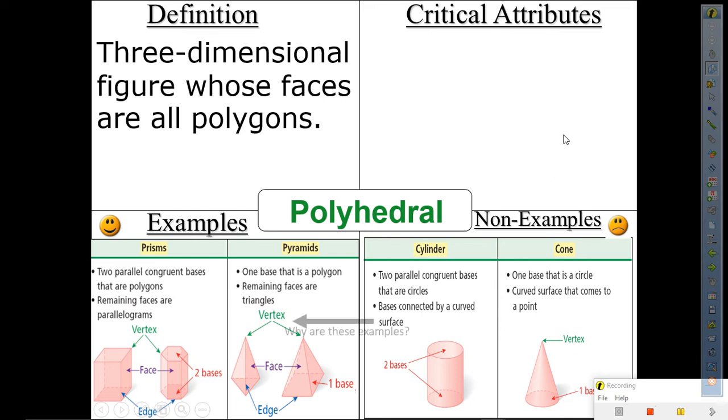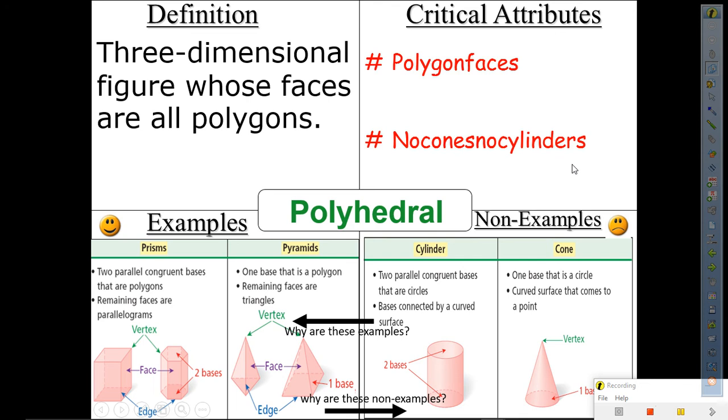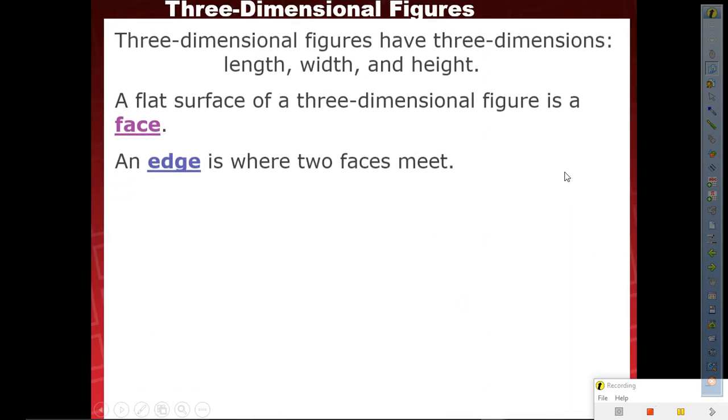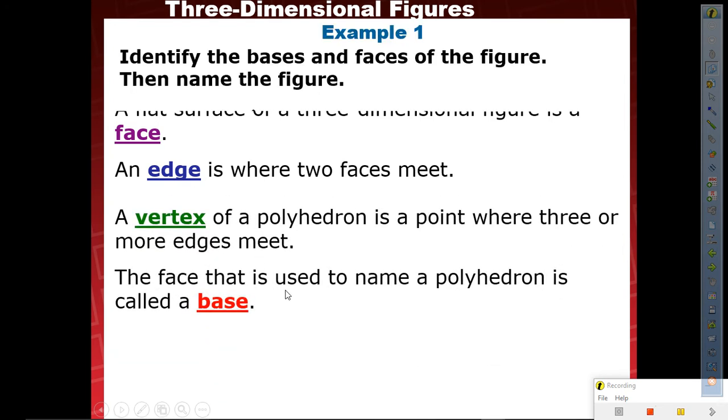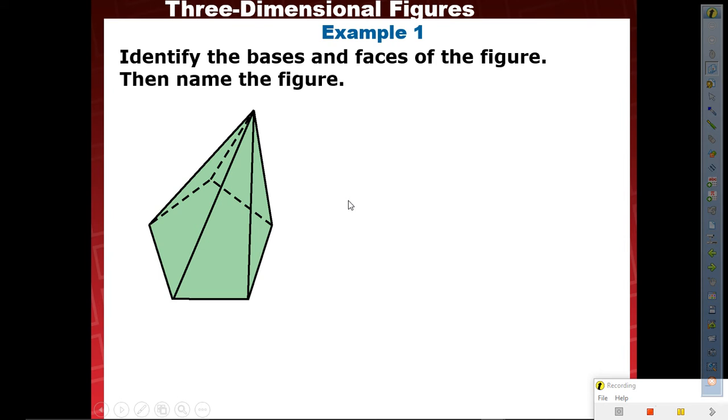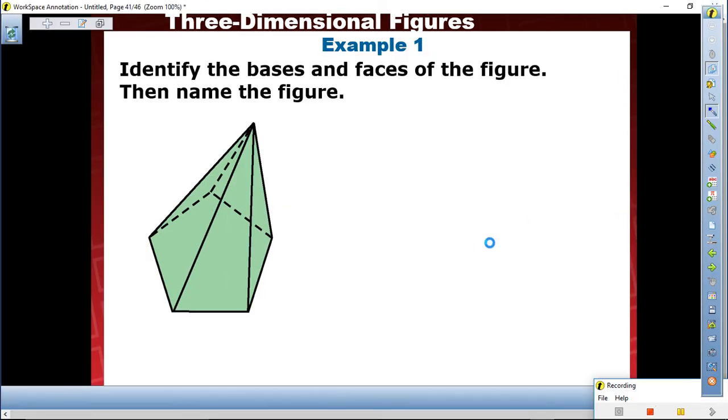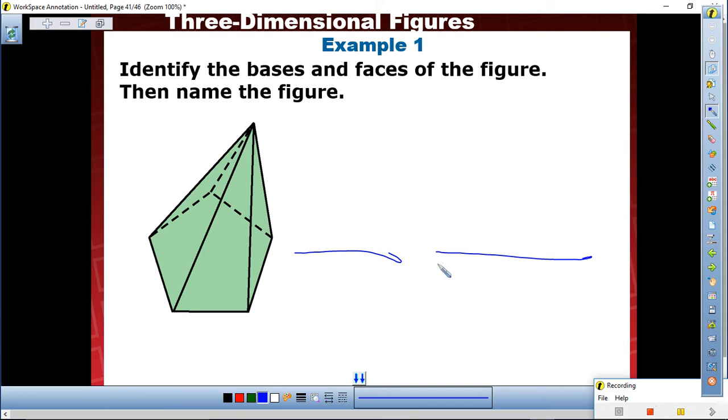We came up with some hashtags for our critical attributes. And then from there, we moved on to clarify the terminology that we were going to use in regards to face, edges, vertex, and base. We moved on to example number one. We said, let's classify it. Let's give it a name. To give it a name, we needed two things: a last name and a first name. The last name is a type of polyhedra. This polyhedra was a pyramid.